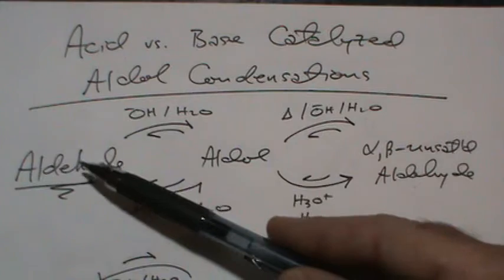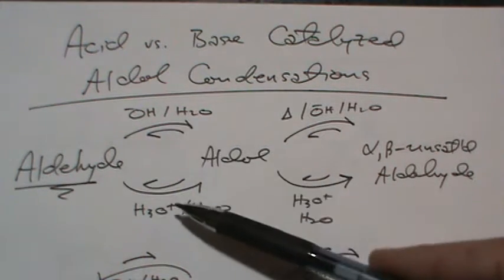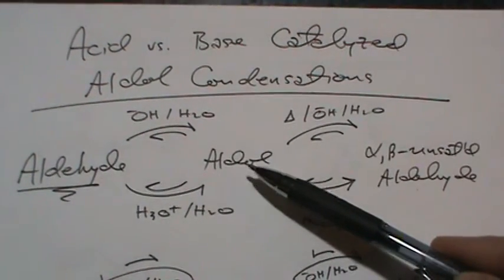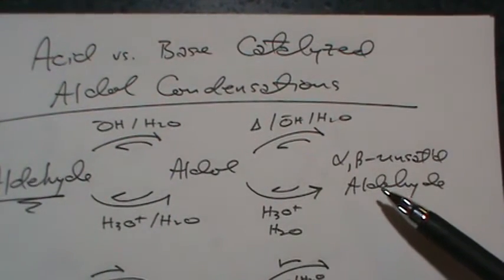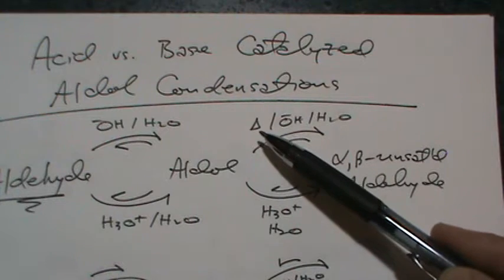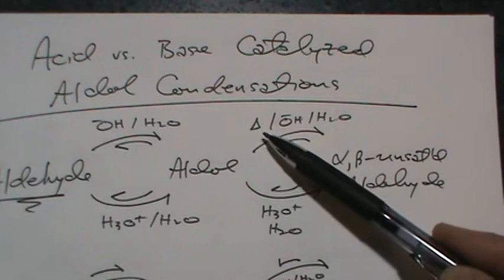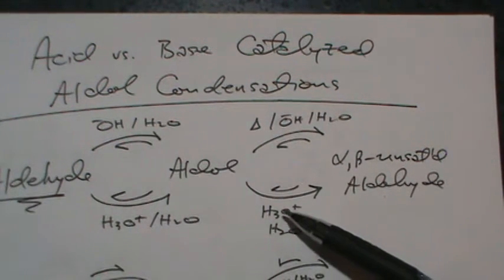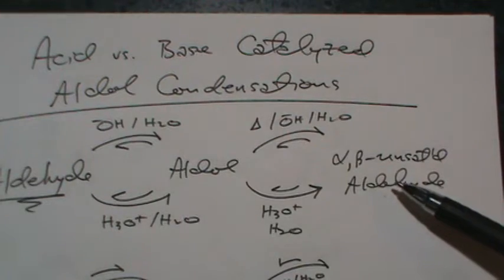So aldols from aldehydes, regardless of whether the reaction is run under basic or acidic conditions, those aldol products are going to be isolable. If we want to force them all the way to the alpha-beta unsaturated aldehyde, under basic conditions, we're going to have to increase the reaction temperature. However, that's not true under acidic conditions. Under acidic conditions, the aldol product will just naturally continue to react all the way to the alpha-beta unsaturated aldehyde.